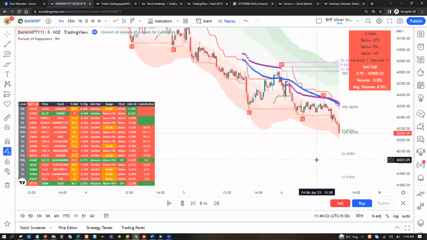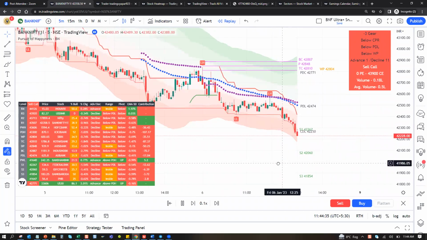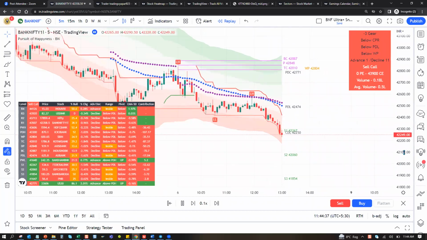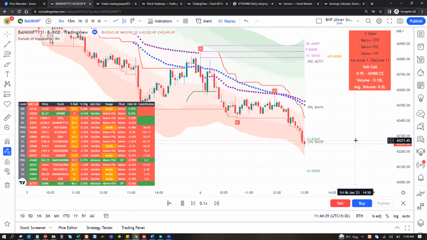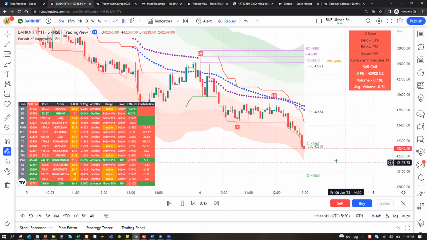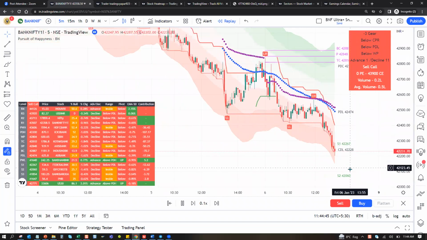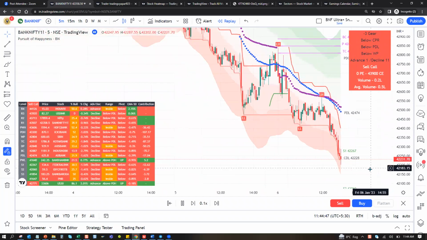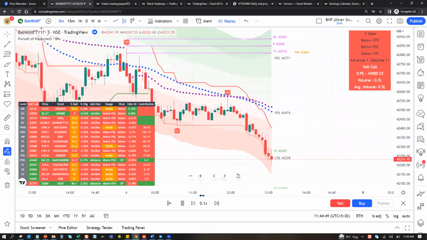Marking demand and supply zones daily. The first thing I do when I get up in the morning, before even having the tea, is mark demand and supply zones in Bank Nifty if it has changed. Sometimes it just stays in the range only. So I'm just telling you what I do.